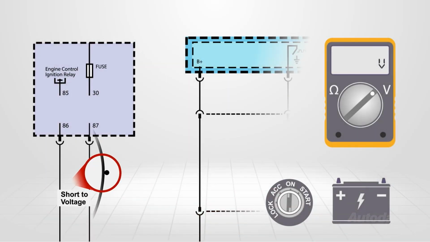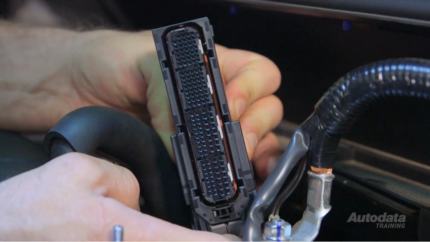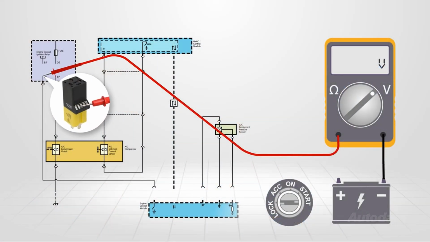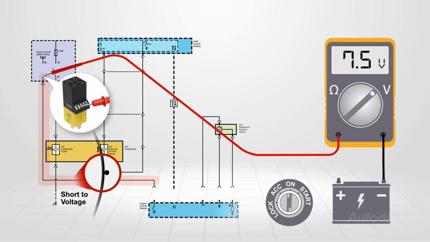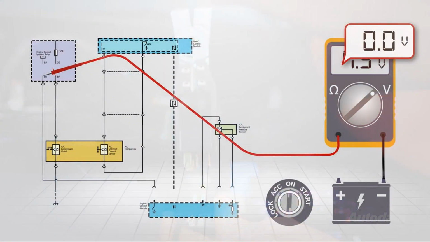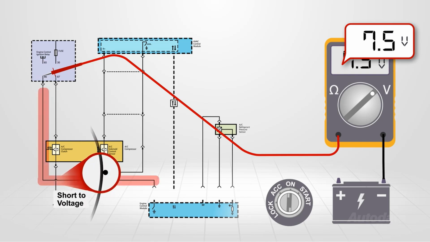If a short to voltage was determined when testing the control circuit, turn the ignition off and disconnect the ECM. With the meter connected between relay jumper and battery negative, turn the ignition on and watch the display. If any voltage is displayed on the meter, the short to voltage is within the harness or relay. Remove the relay while watching the meter. If the voltage disappears, the short to voltage is within the relay. If voltage is still present, the short to voltage is in the harness between the relay and ECM.